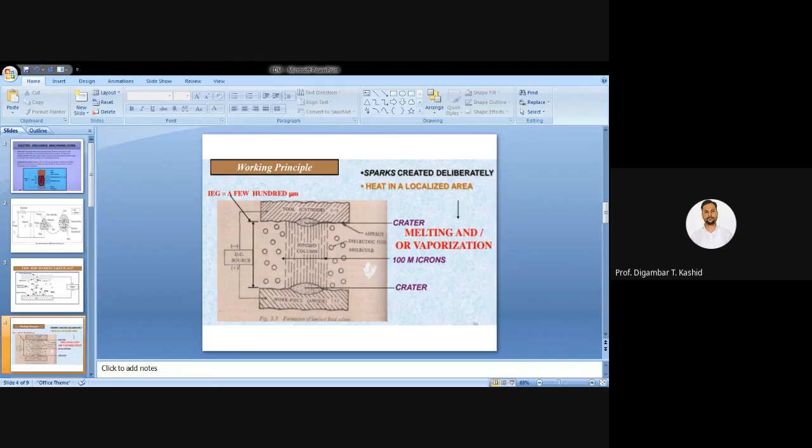So now I think today I have given a satisfactory explanation. Am I right or wrong? Please say yes or no in the chat box. I will check. Understood or not? Whether this working principle, how sparking is taking place and how metal is removed from the workpiece, whether you got it or not.